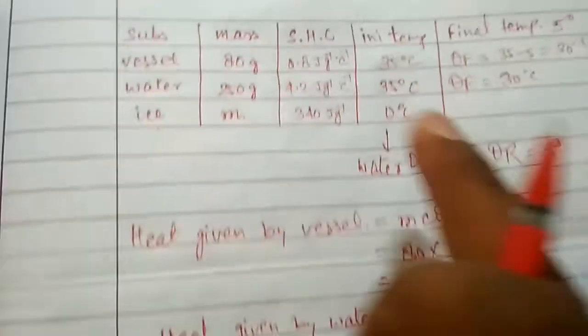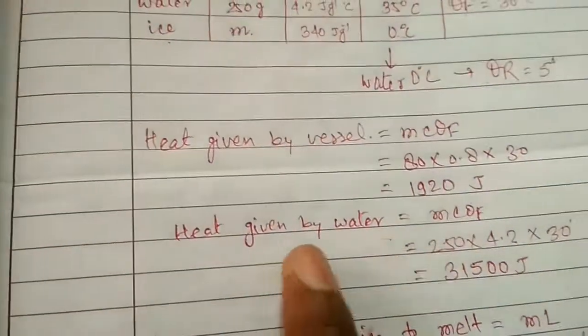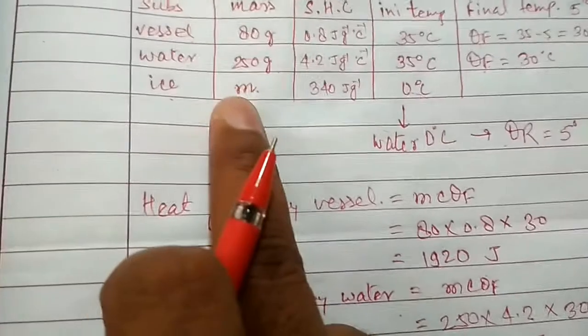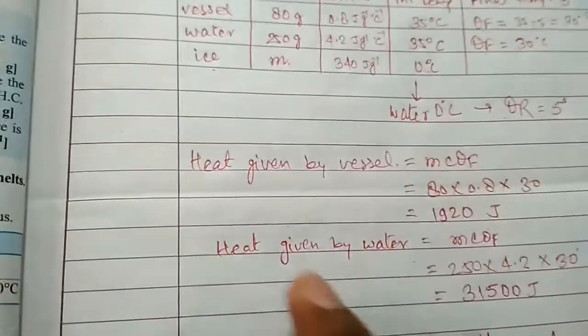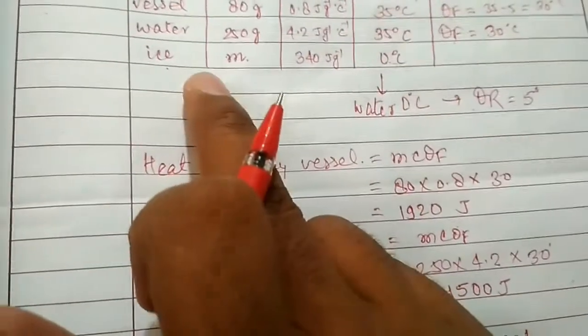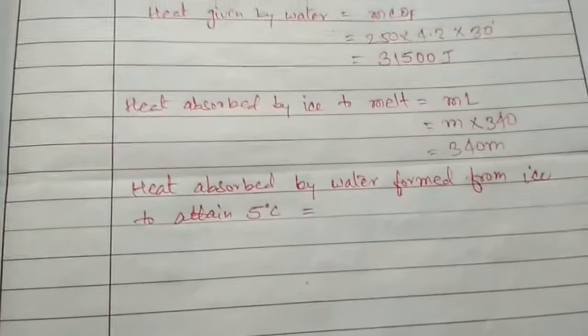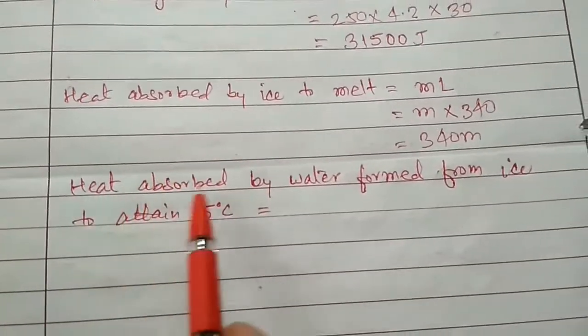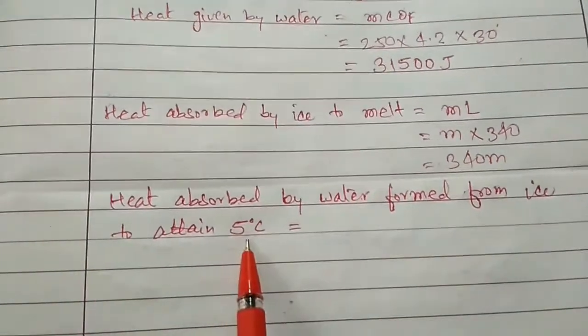Now what? Heat absorbed by water formed from ice. Listen, here is also water and this is also forming water, so we have to differentiate both types of water. For this we will write only water, and for this we will write heat absorbed by water formed from ice. See what I have written? Heat absorbed by water formed from ice to attain 5 degrees Celsius.